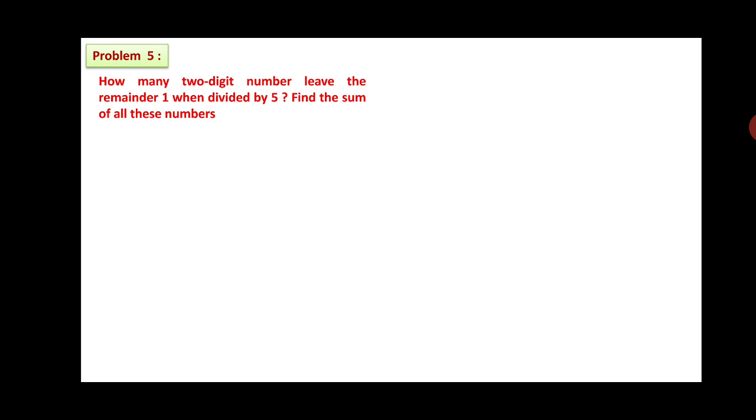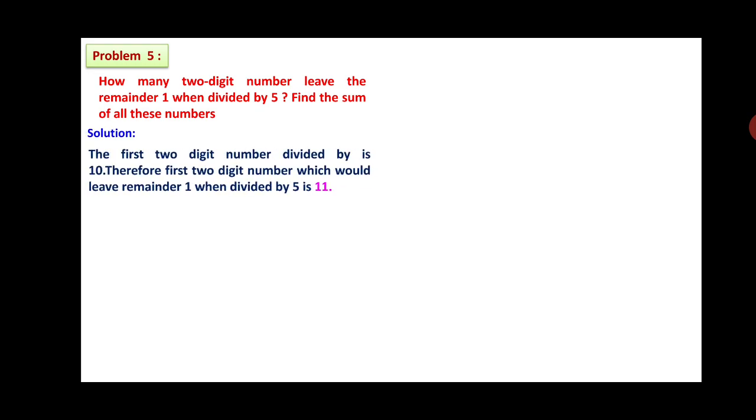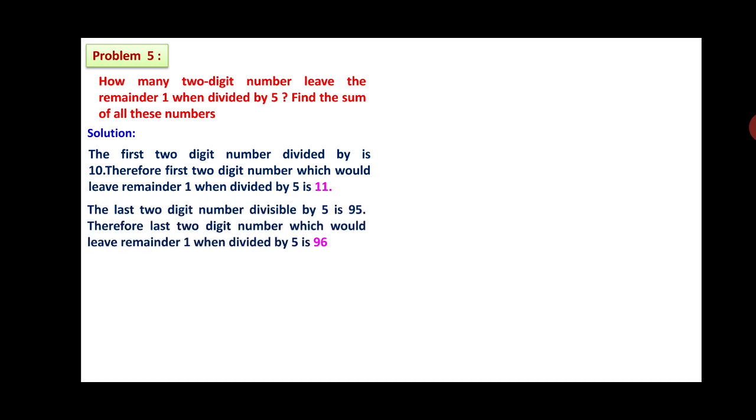Problem number 5. How many 2-digit numbers leave the remainder 1 when divided by 5, and find the sum of all these numbers? Friends, the first 2-digit number is 10. Therefore, the first 2-digit number which would leave remainder 1 when divided by 5 is 11. The last 2-digit number divisible by 5 is 95. Therefore, the last 2-digit number which would leave remainder 1 when divided by 5 is 96.